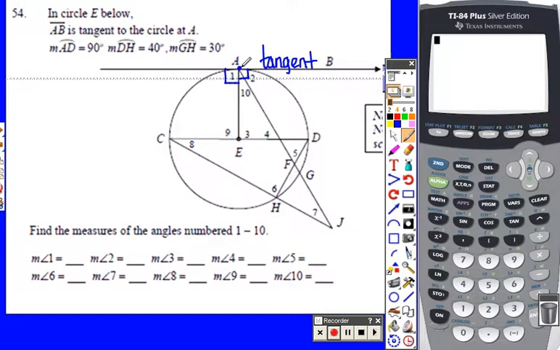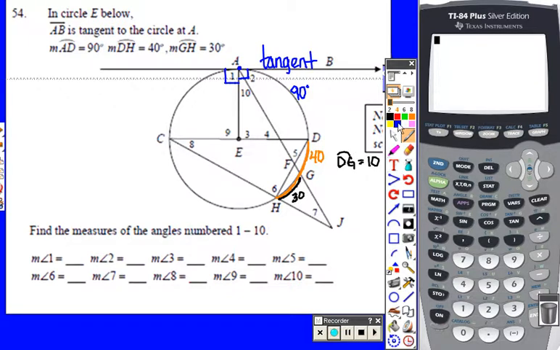Second piece of information, AD is equal to 90 degrees. DH, which is this entire section, that orange section, is equal to 40. And this smaller section, GH, this little part, is equal to 30. Meaning DG, might as well just write this down, is equal to 10.